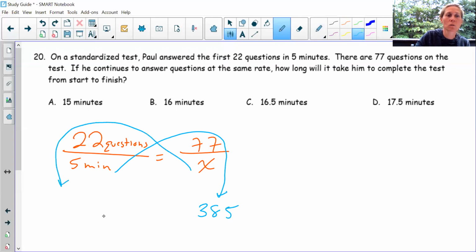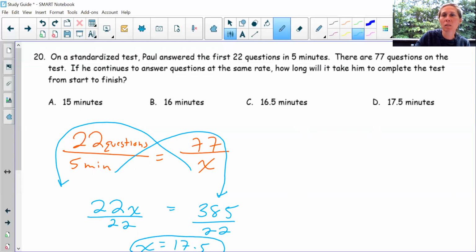X times 22 gives me 22x. Divide both sides by 22. X equals 17.5. So how many minutes will it take him to complete the test? 17.5 minutes. Now, we don't know, there could be harder questions at the end, so it might take him longer. But that says if he finishes at that same rate.